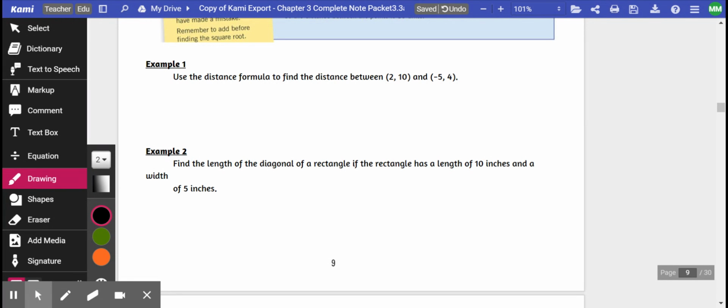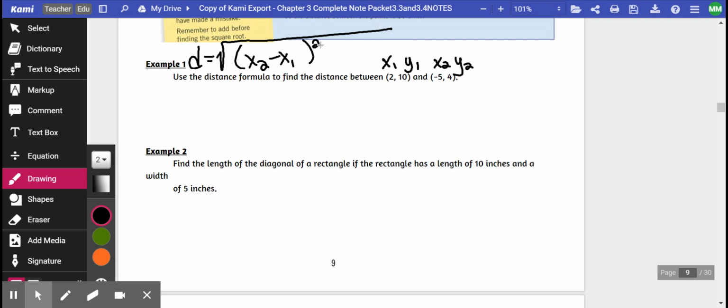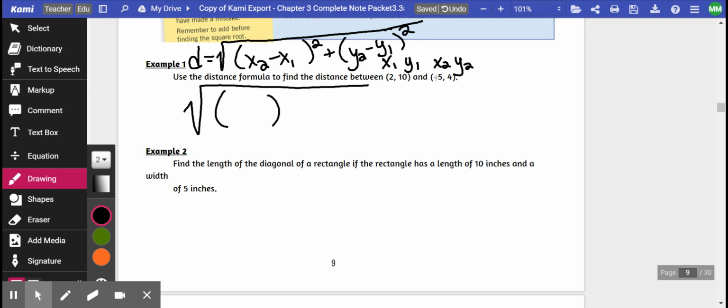This one, example 1, says to use the distance formula to find the distance between (2, 10) and (-5, 4). So this will be my first x and first y, second x and second y. So my distance formula is the square root of x2 minus x1 quantity squared plus y2 minus y1 quantity squared. All right, so I'm going to have the second x minus the first x, so -5 minus 2, and that will be squared, plus the second y minus the first y, so 4 minus 10.